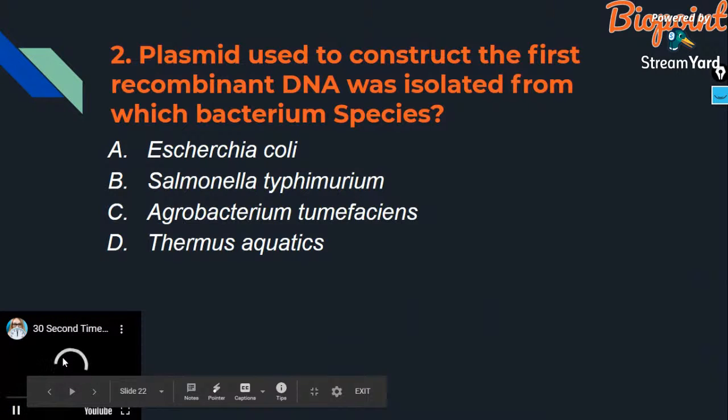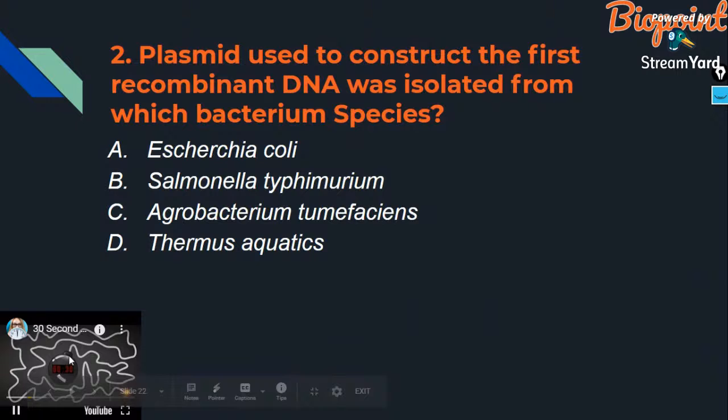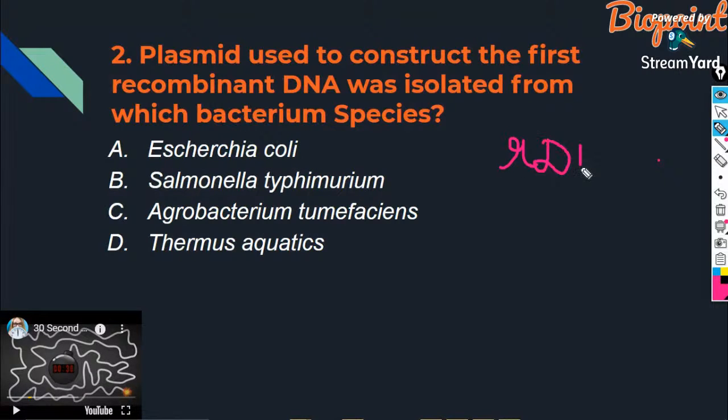Comment me the answer for the question. Yes, guys, comment me the answer. Just comment me the answer on the chat box very fast. The plasmid used to construct the first recombinant DNA was isolated from which bacterial species? That is, Stanley Cohen and Herbert Boyer isolated the DNA from which species of bacterium?